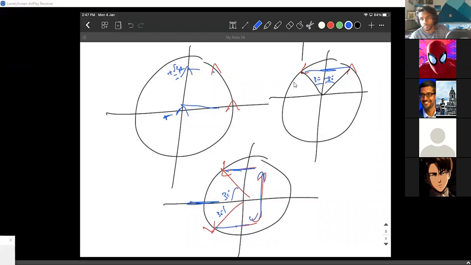Okay. Sai Charan is in the waiting room. Yeah.